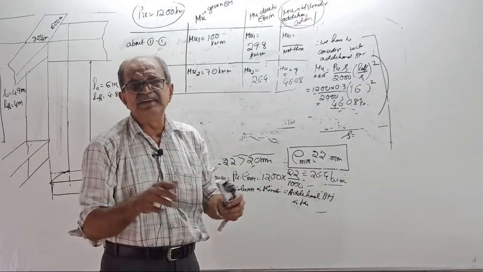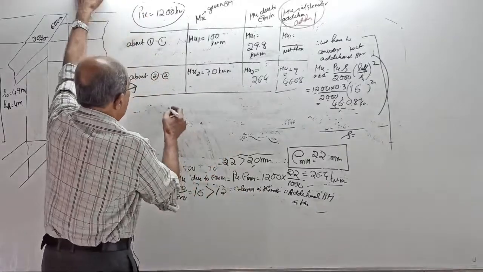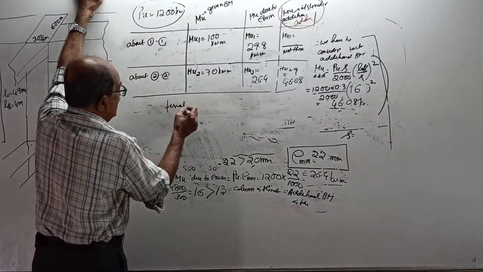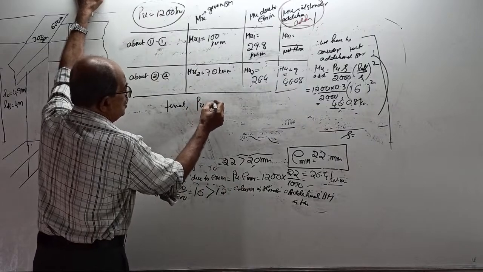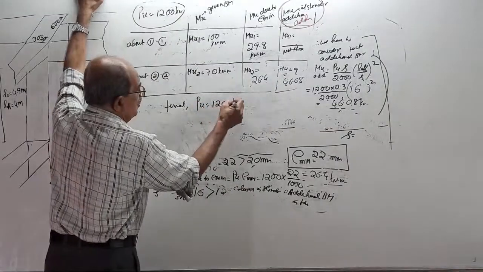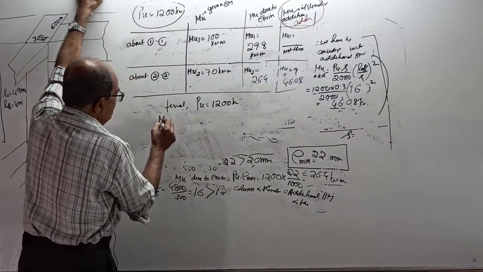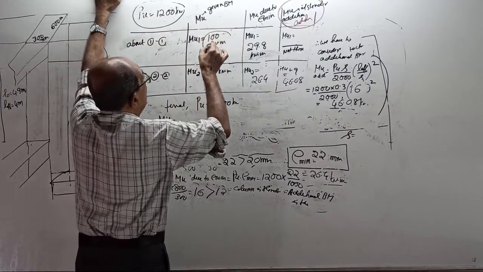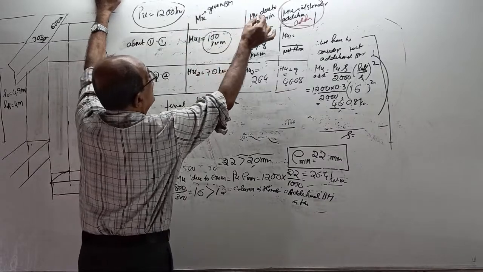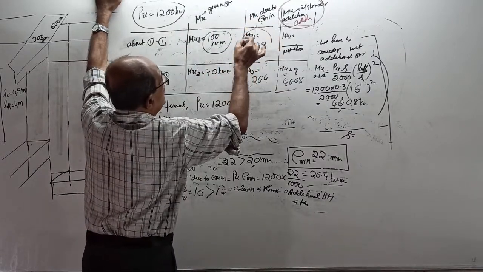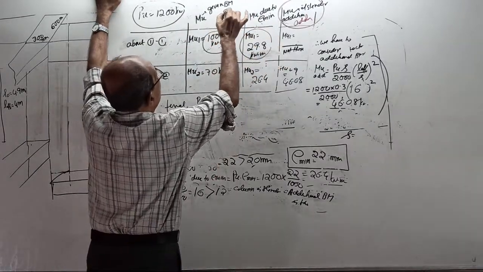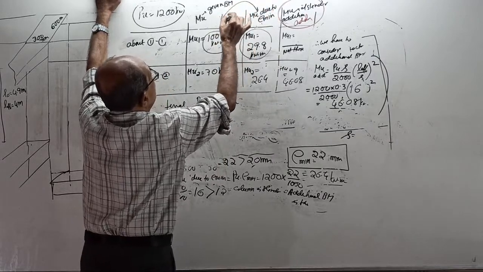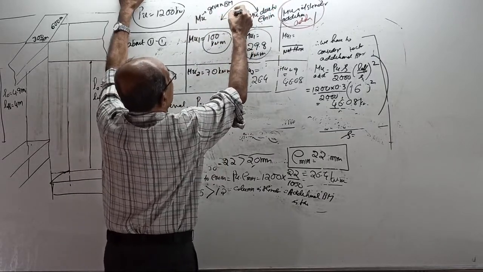So we are considering it. Therefore, the final design values are PU equal to 1200 kilonewton and MU1: there is a BM of 100 and MU due to E minimum of 29.8. What do you have to do? Among these two, tell me, consider which one.